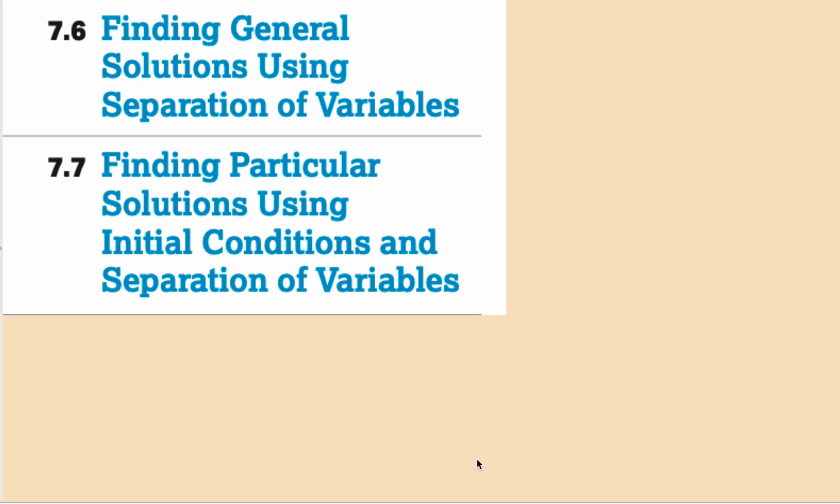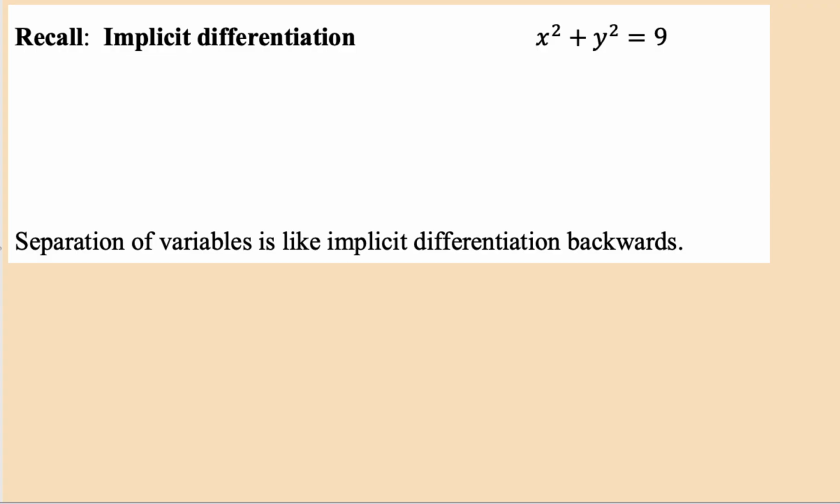This is 7.6, finding general solutions using separation of variables and finding particular solutions using initial conditions and separation of variables. Let's take a look at reviewing what we call implicit differentiation. So what I want to do is take the derivative with respect to x of both sides.